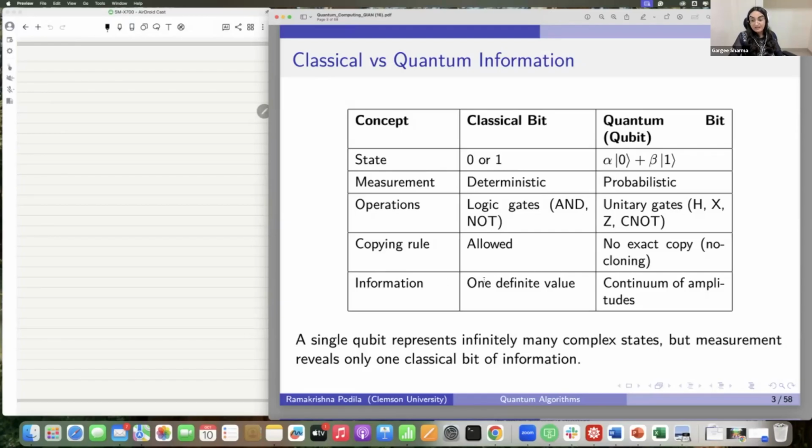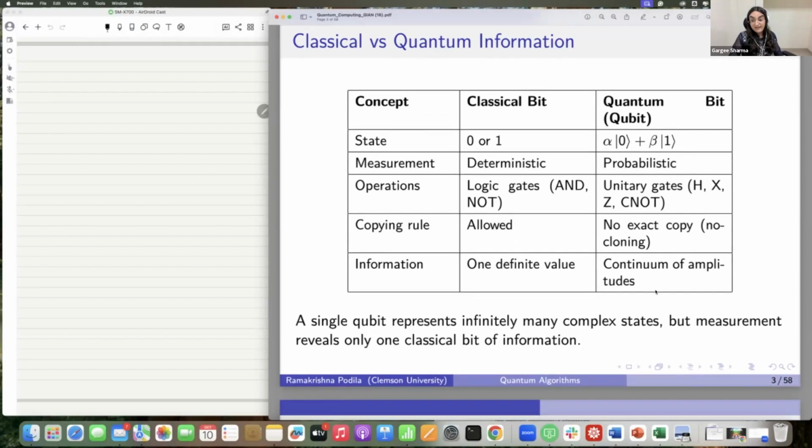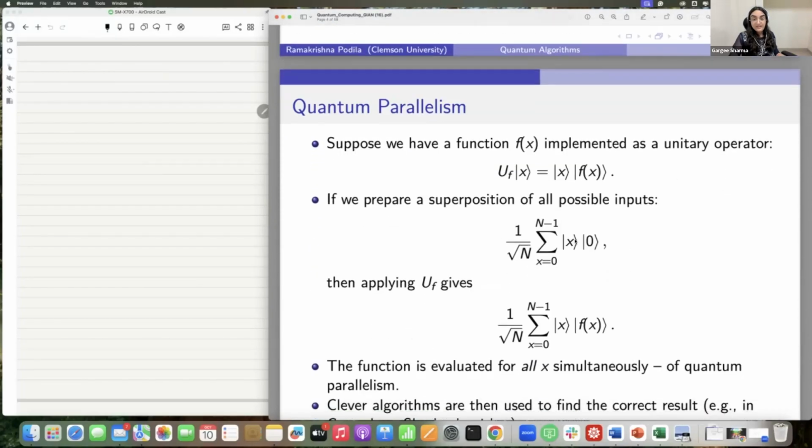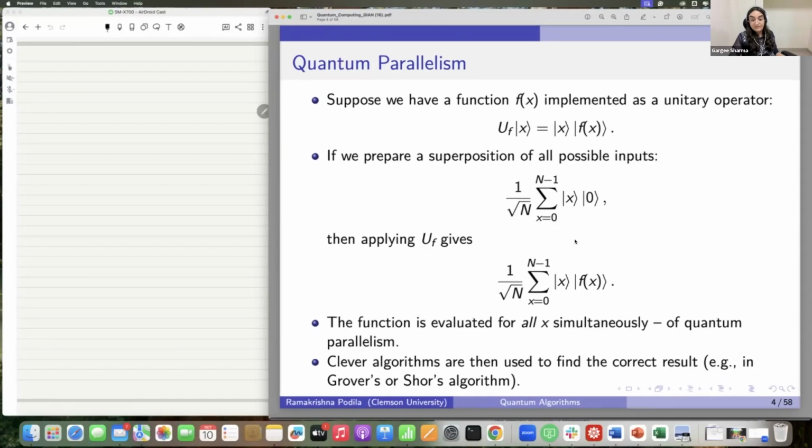So here, again, for classical computation your information has one definite value, but here it's like a continuum of amplitude. So these are some key differences between how classical and quantum computation work, and some of this you have already been familiar with. Now, what's the concept behind quantum computers, and why is it so interesting? It's because of something we can call quantum parallelism.